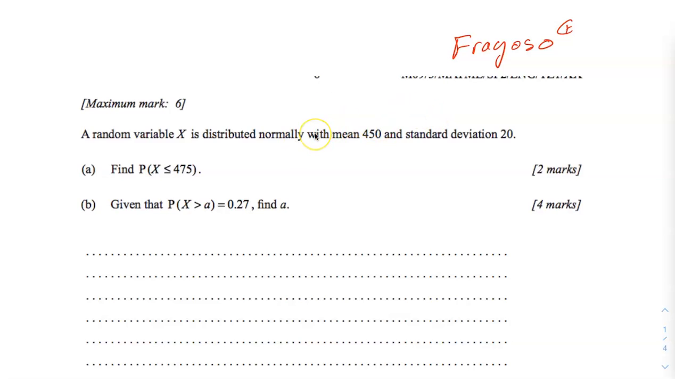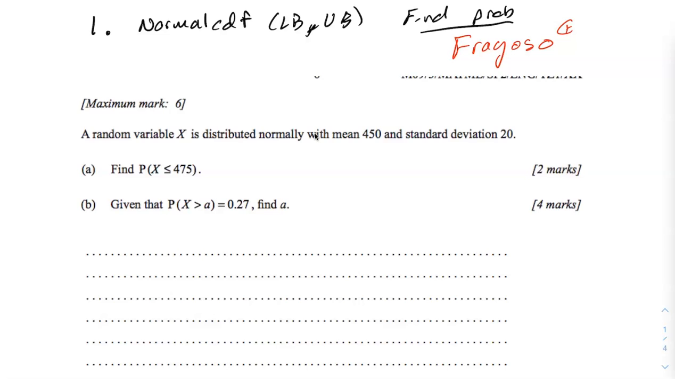This normal review worksheet. So remember, the key thing to keep in mind with normal is that there's really 3 types of problems. There's 4. 1, the basic normal CDF, right, from lower bound to upper bound. That's when they ask you to find the probability. So when they say find the probability, it's generally normal CDF, lower bound, upper bound.